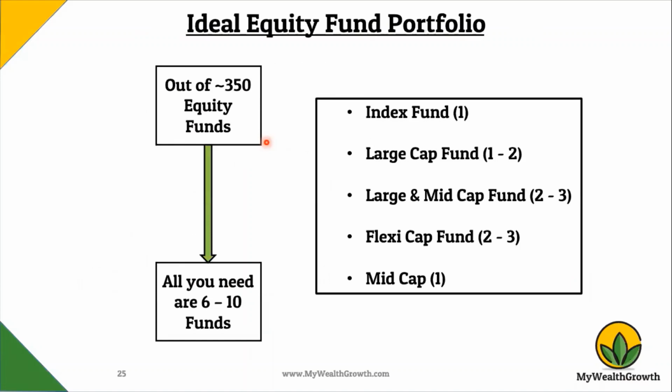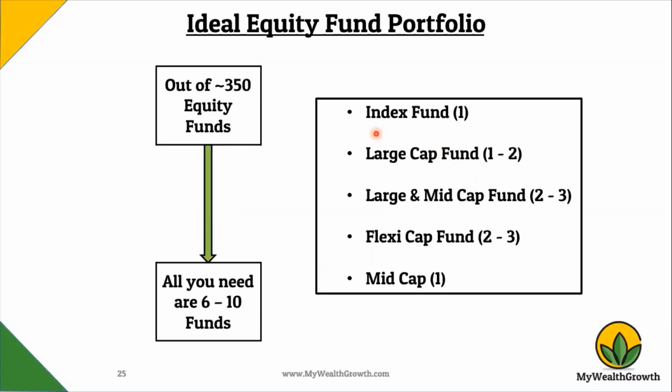So how do we construct an ideal equity portfolio? There are close to around 350 equity funds right now. All you need is around 6 to 10 funds. This is predominantly for investors who are expecting somewhere around 11 to 13-14% from their equity portfolio over a longer period of time, and who have a moderate risk profile.